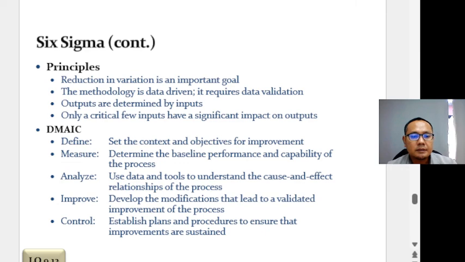So you can see from there, define is to set the context and objective of improvement, and then measure is to determine the baseline performance and capability of the process. Analyze is to use data and tools to understand the cause and effect relationship of the process. Improve is to develop the modification that leads to a validated improvement of the process. Then control is to establish plans and procedures to ensure that improvements are sustained.